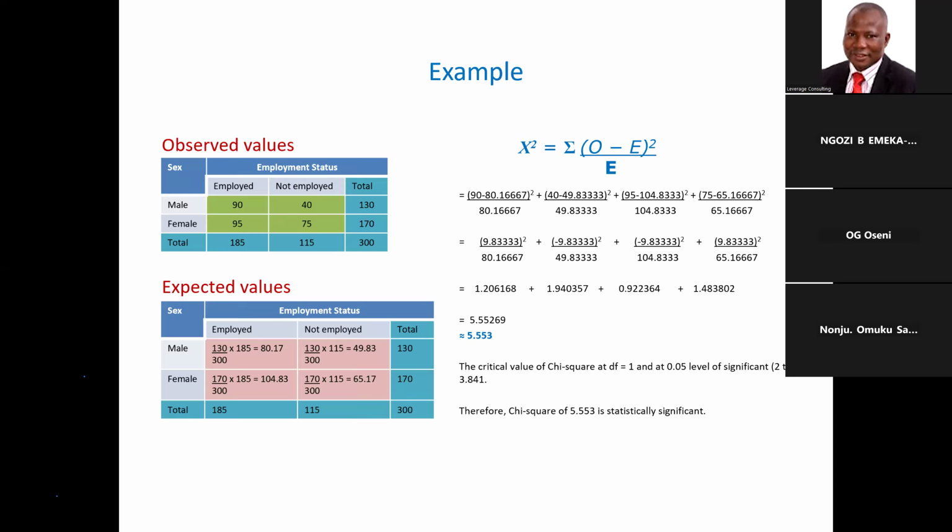Take that first cell, male employed. What is the row total? The total along the row where that cell belongs is 130. The column total is 185. The grand total is 300. So 130 times 185 divided by 300. Is it not the same thing as 130 over 300 times 185? Can you see it? 130 row total, 185 column total, divided by the grand total.